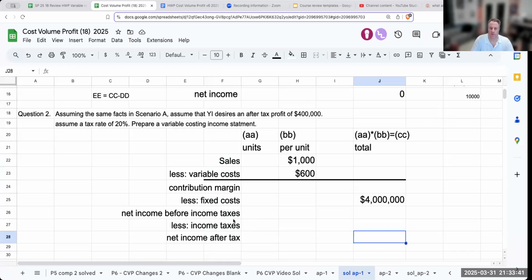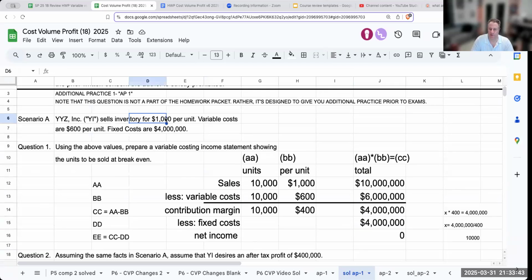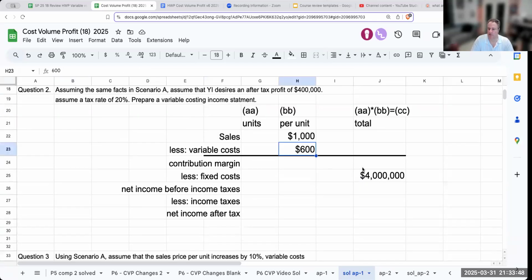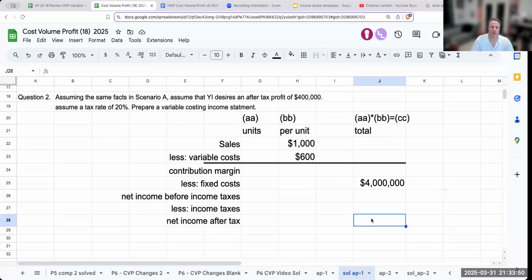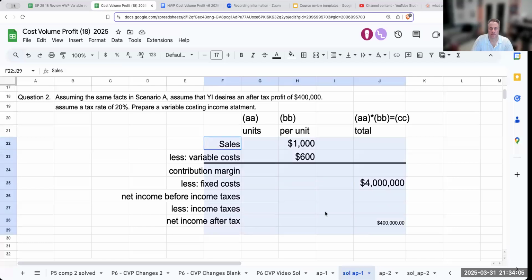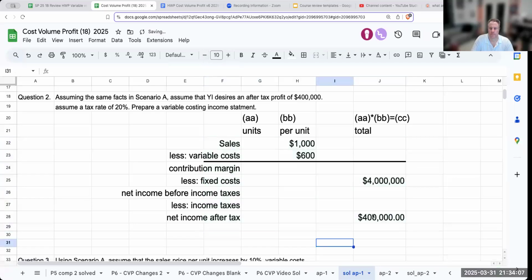I know from this over here, again, sales were $1,000 per unit, variable costs are 600 per unit, my fixed costs are 4 million. But now I'm desiring an after-tax profit of $400,000. So my net income after tax is 400,000.